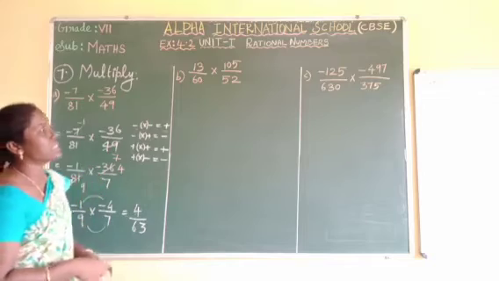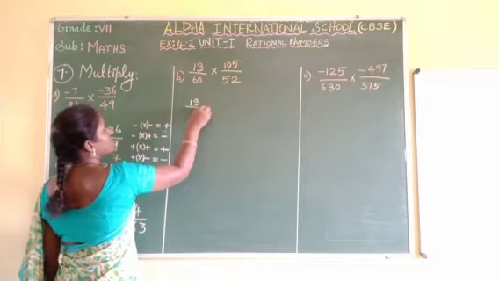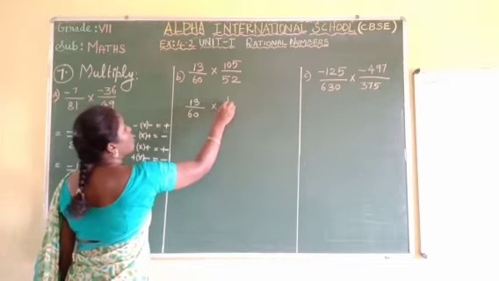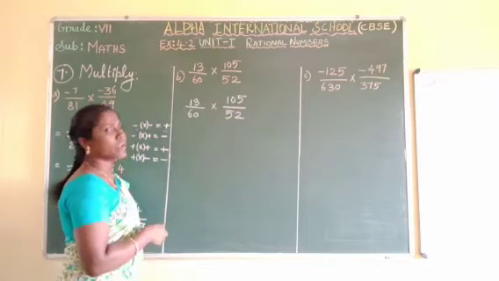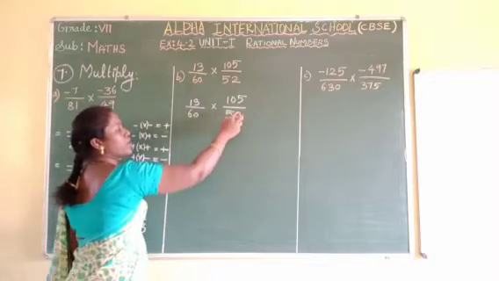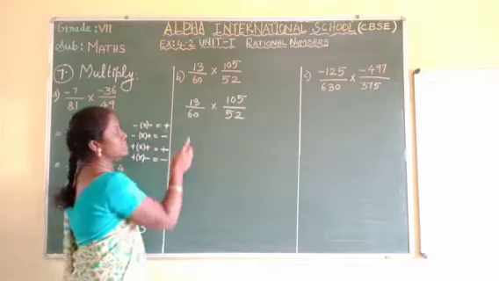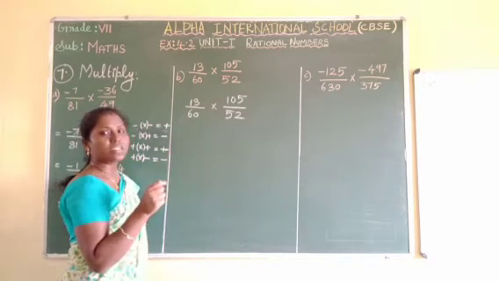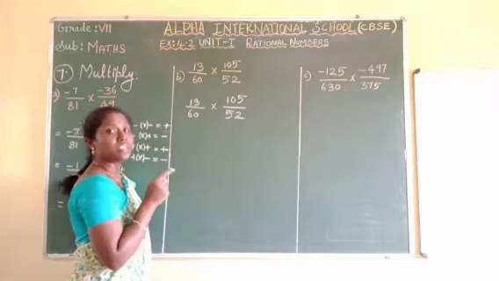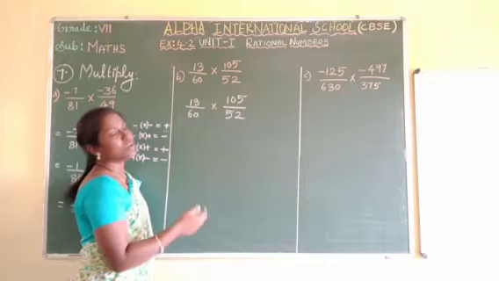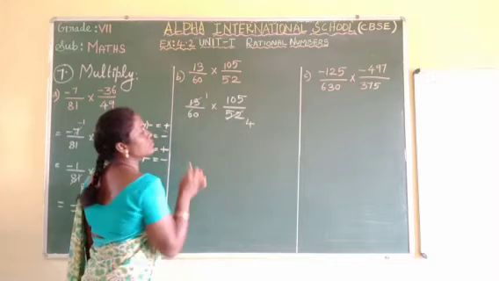Okay, let's see the next problem now. Rewrite the question again: 13 by 60 into 105 by 52. Is there any common factor for 13 and 60, or 105 and 52? No. But we can find the common factor on the opposite side, isn't it? 13 and 52. 13 is a prime number, but 13 into 4 is 52. 13 is a factor of 52. So I can simplify: 1 13 is 13 and 4 into 13 is 52.